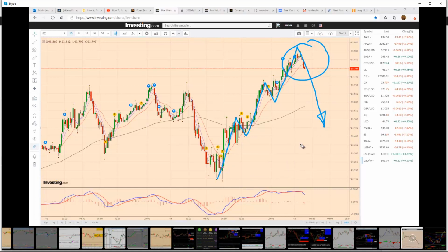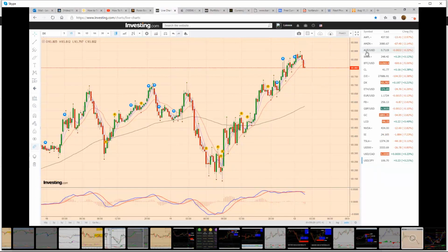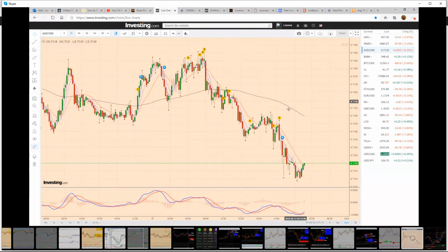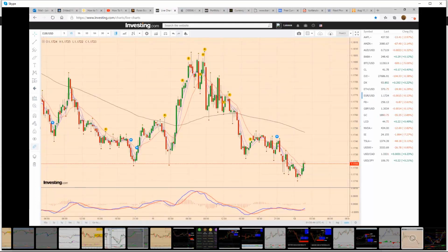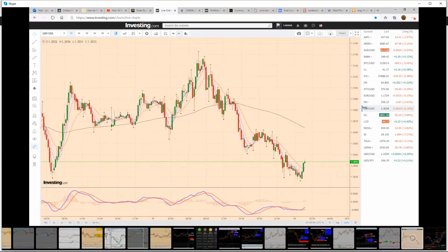So we'd be looking for movements up in Aussie US dollar. So this is on the 15. So expected move on Aussie US dollar to the upside. Expected move on Euro US dollar on the 15 to the upside. On GBP US dollar, to the upside, and expected move on, of course, New Zealand US dollar to the upside.